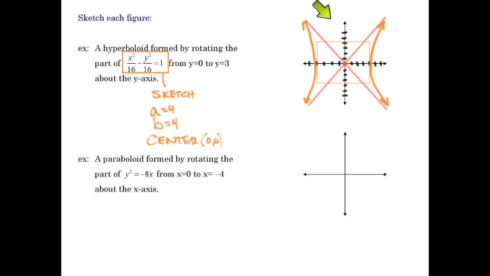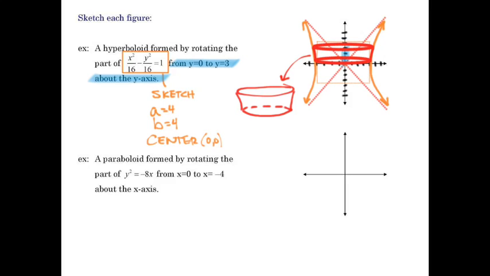So we're going to rotate it around this axis, and we're only going to worry about these values in that range. So what that would look like would be that type of almost cylinder, but not a cylinder because the sides are curved in accordance with the hyperbola. But that's kind of our process.